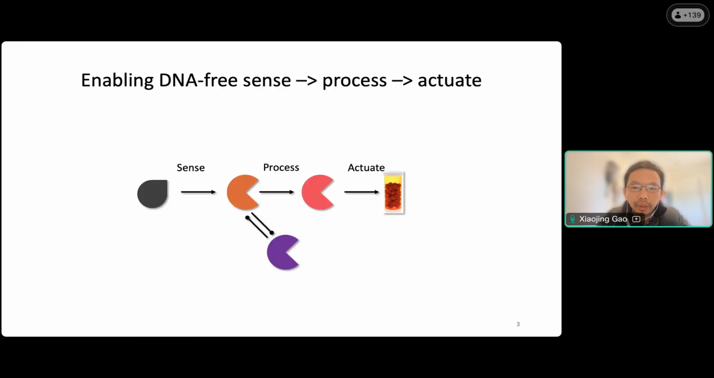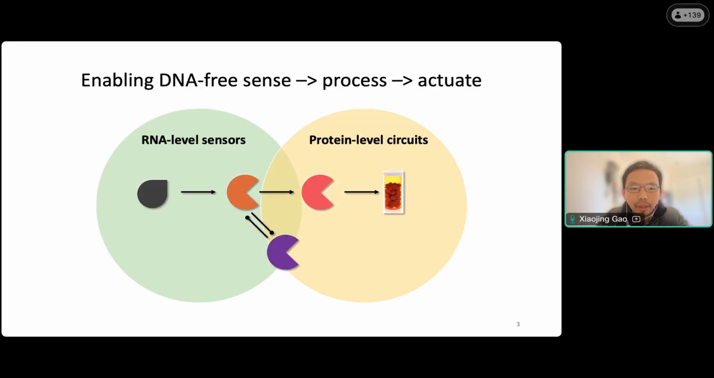So the mantra of my lab is to map this sense-response process that we talk a lot about in synthetic biology onto components that either operate on the RNA level or the protein level so that they can empower smarter RNA vector-based therapy. But I also want to point out for this context, it doesn't have to be RNA. There are other nice features of the tools we develop as well.